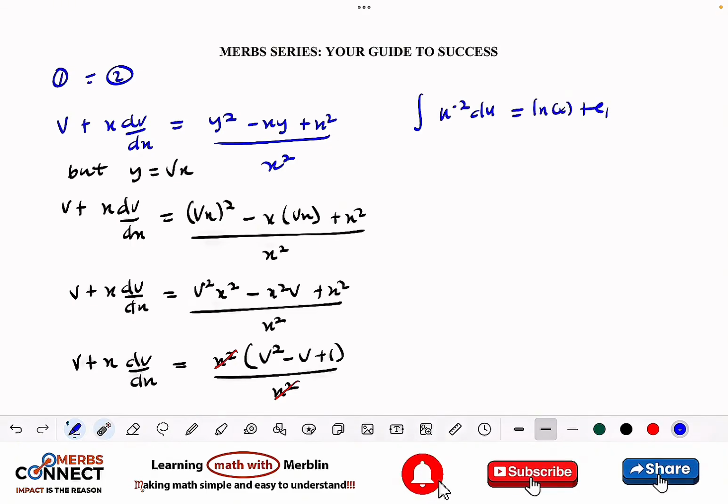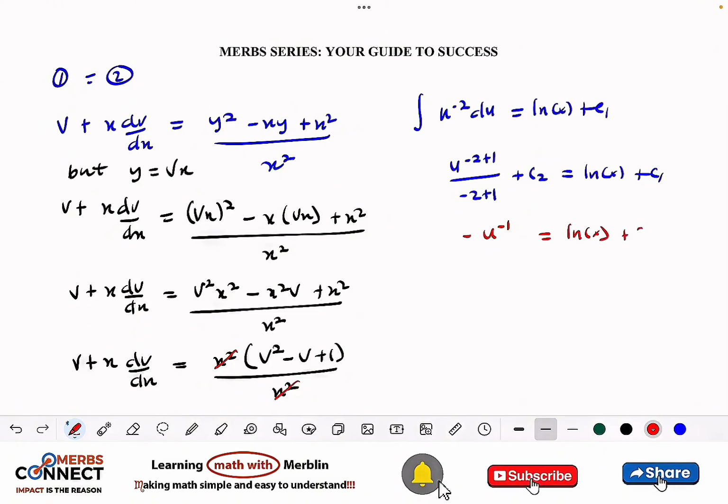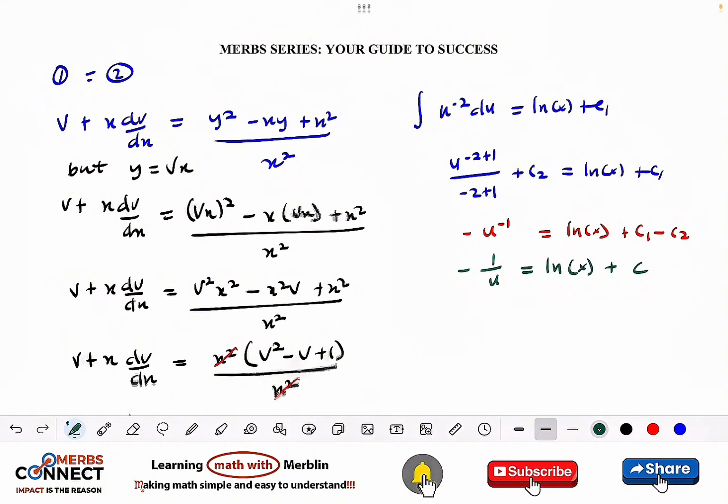Now let's do the integration for this, and I'm going to have u to the power of minus 2 plus 1 divided by minus 2 plus 1 plus, let's say, c2, which is equal to the natural log of x plus c1. So what am I going to get from this? This is the same as minus u to the minus 1 plus c2, or let me just move it, natural log of x plus c1 minus c2. So this is going to give us 1 divided by u, with the minus, equal to natural log of x plus c. c1 minus c2 is still a constant.